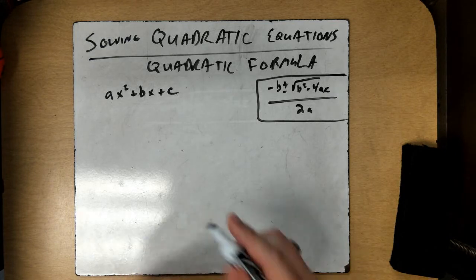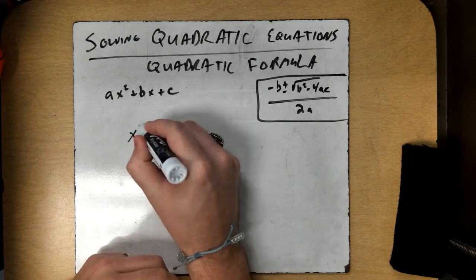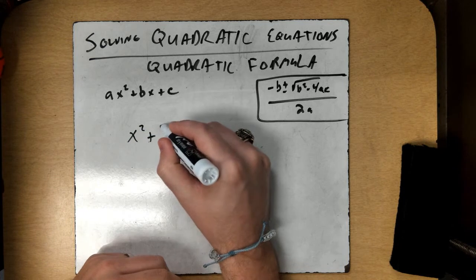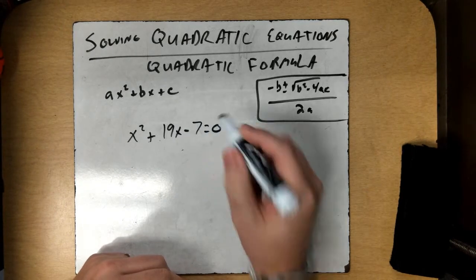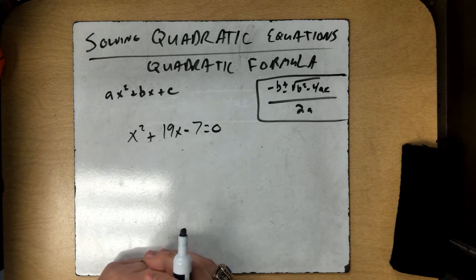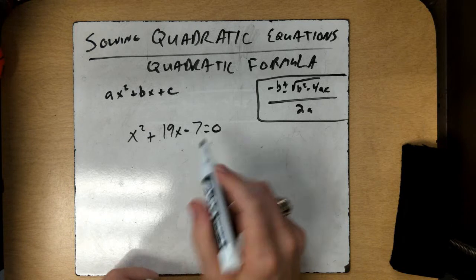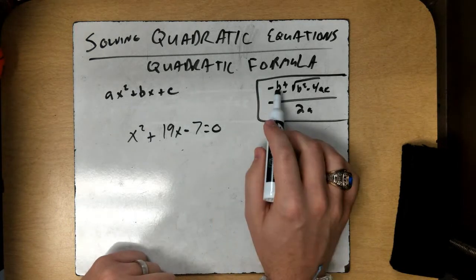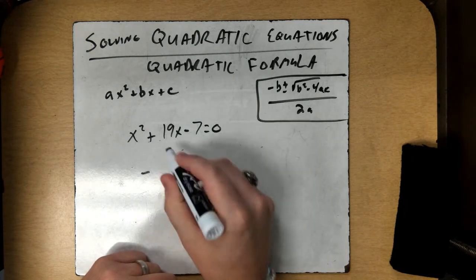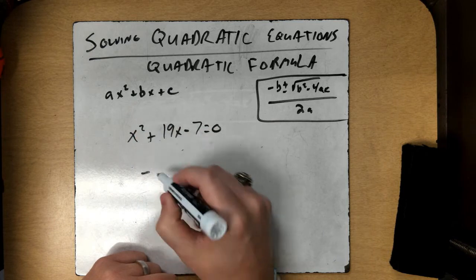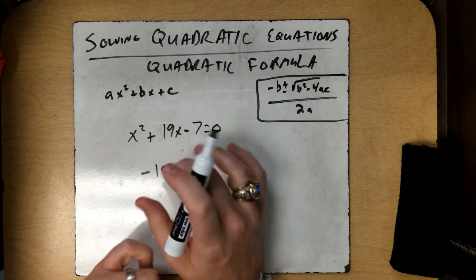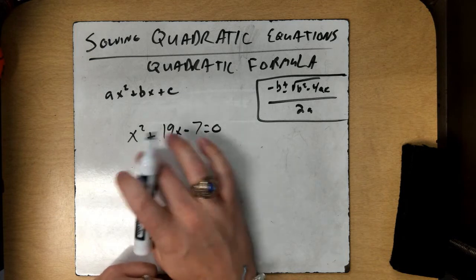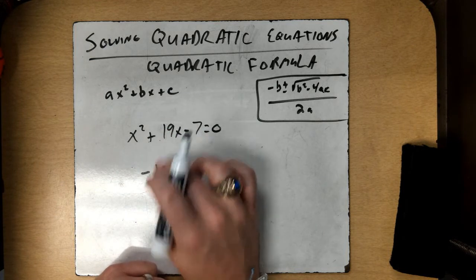Alright, so our first example is x squared plus 19x minus 7 equals 0. Let's plug this into our formula. We have negative b, and our b is our middle term, so negative 19. Now the x doesn't do anything. X's aren't involved in this, okay? It's just the numbers in front of the letters. So don't bring the x into it, just bring the number into it.